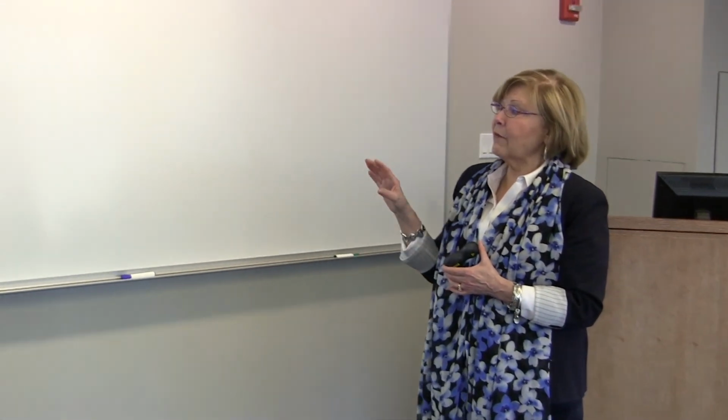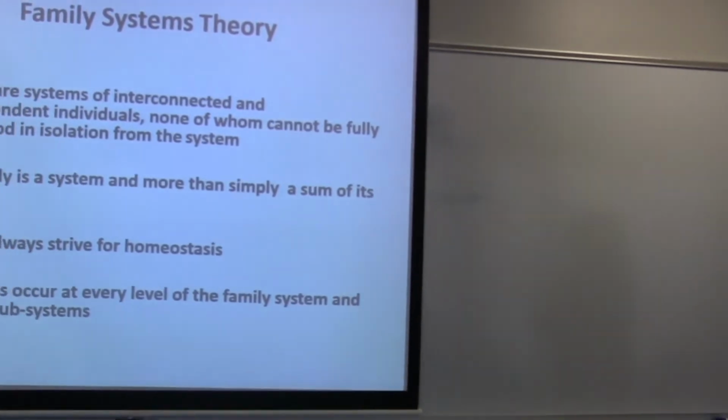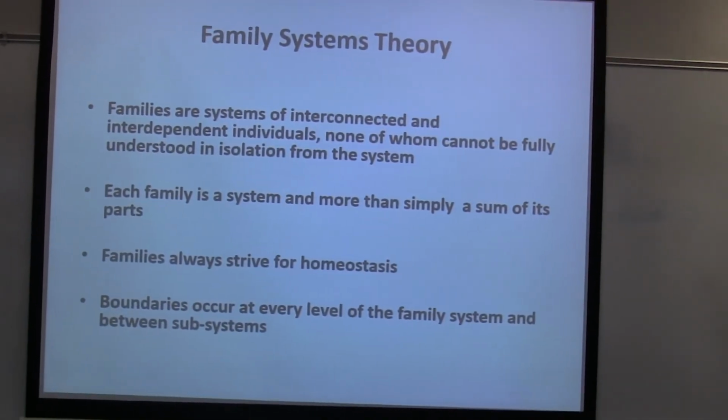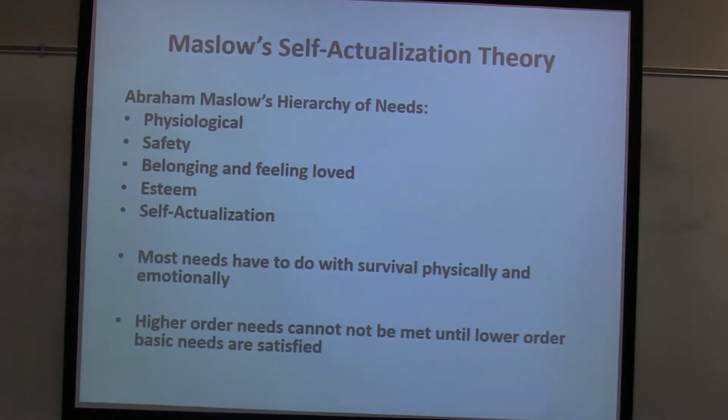Boundaries occur at every level of the family system and between the subsystems. For instance, subsystems in siblings. So there are boundaries, and they occur at every system.